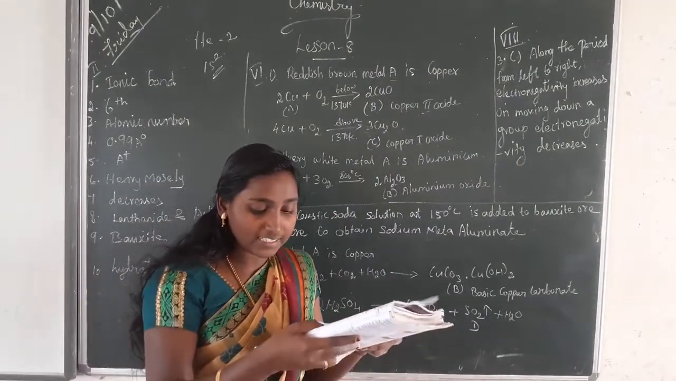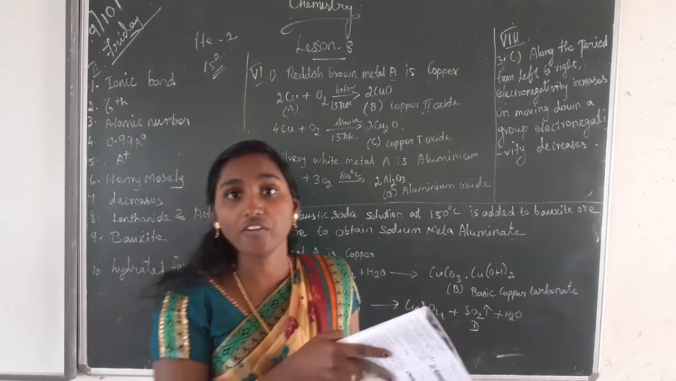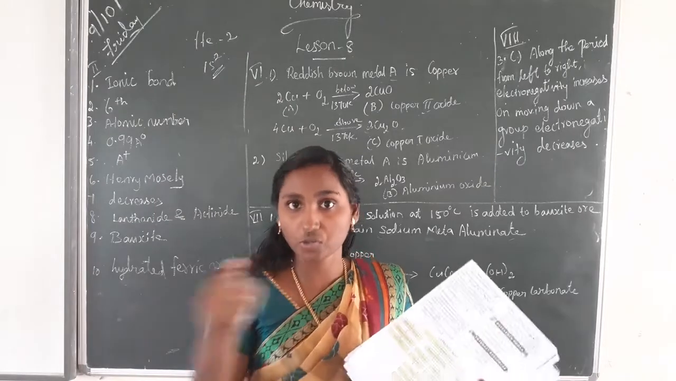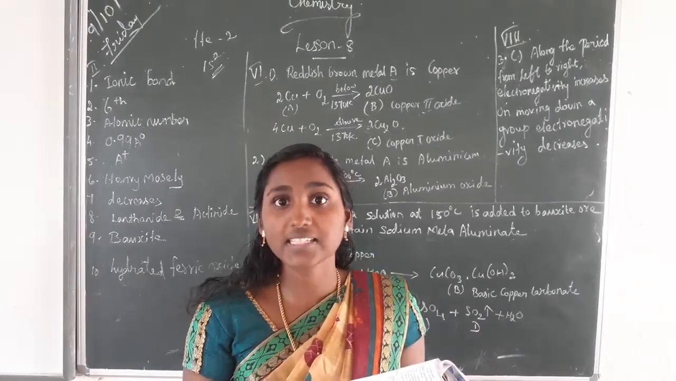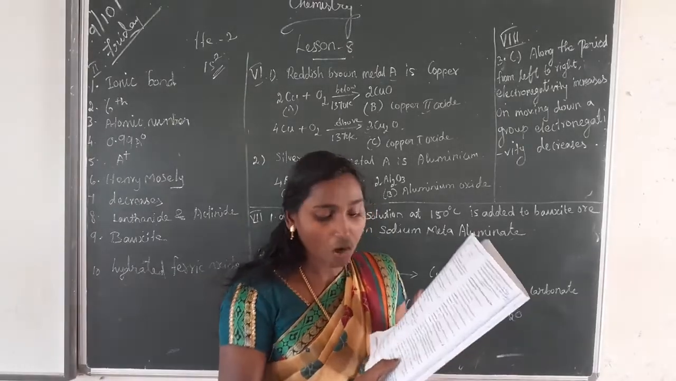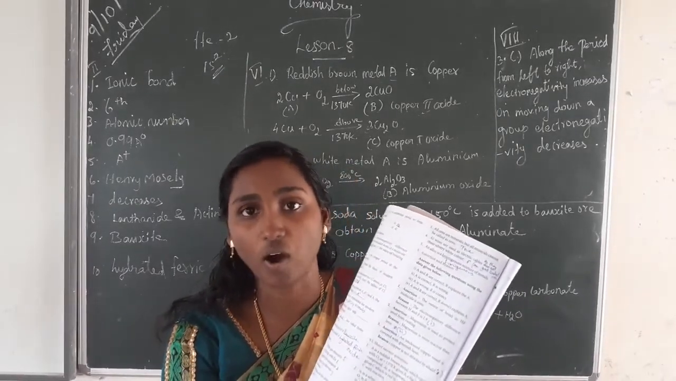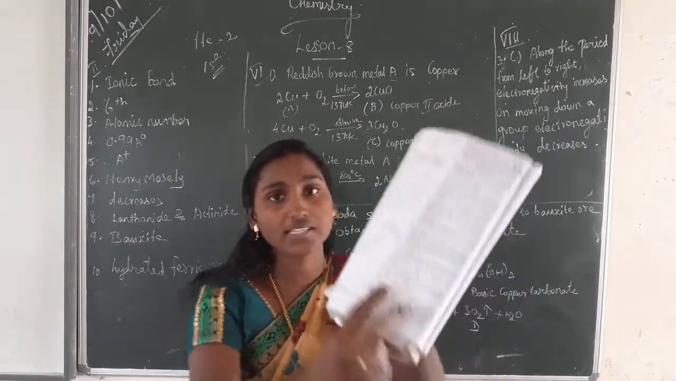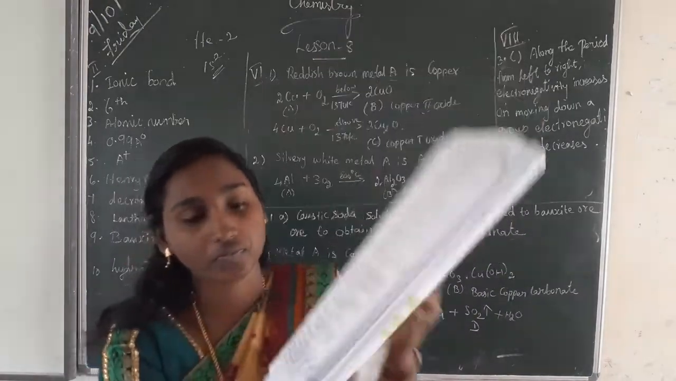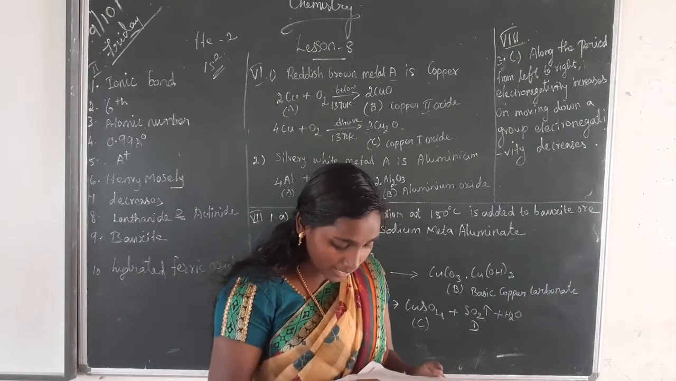The next question. State two conditions necessary for rusting of iron. What are the conditions for rusting of iron? We need oxygen, that means air, right? Then water, moisture. So you should write oxygen near that question. You can write oxygen and water.